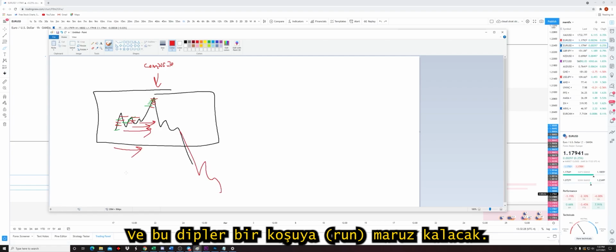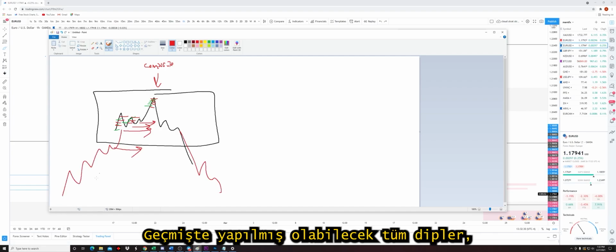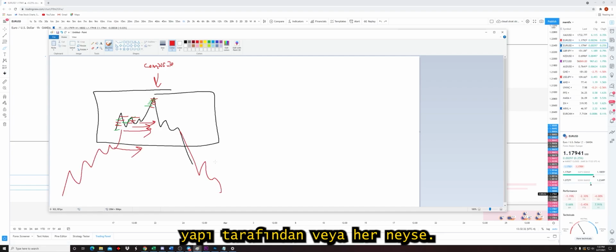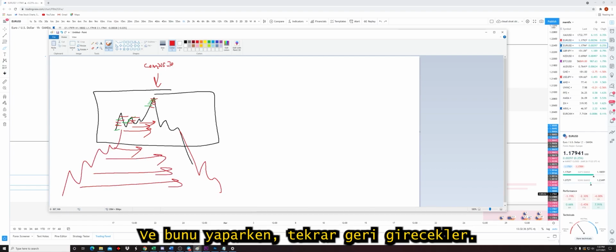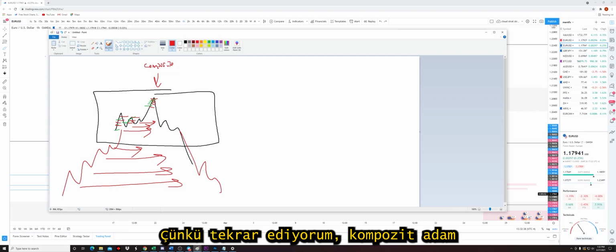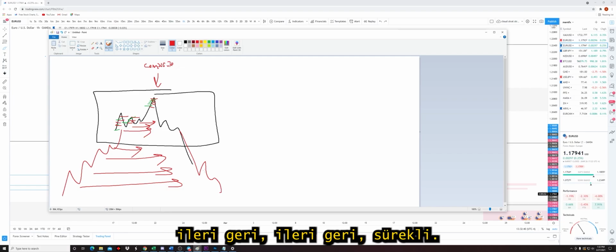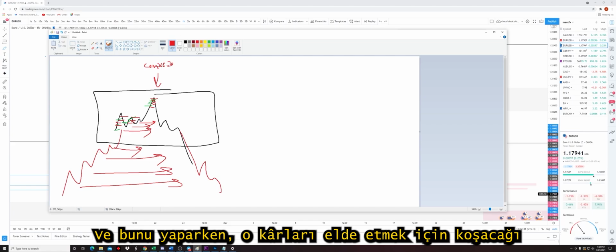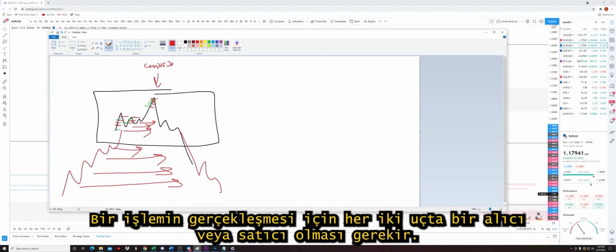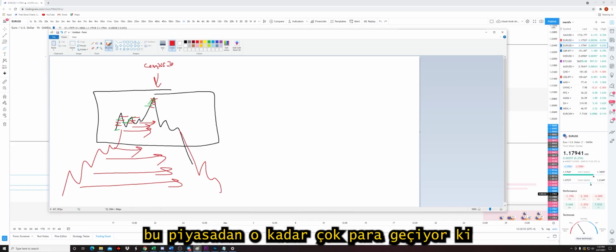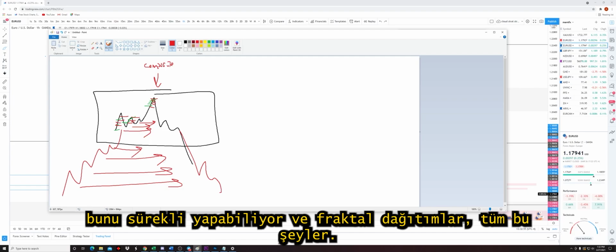And these lows will come to run all the lows in the past that might have been made, right? By structure, whatever it may be, and run all these lows as potential profit areas. And as they do this, they will get back in because, again, the composite man is constantly getting in and out of positions, back and forth, constantly. And as he's doing that, there are areas that he's going to run to make those profits, right? There has to be a buyer or a seller on each end for a transaction to work. And again, there's so much money that passes through this market that he's able to do this constantly and on fractal distributions and all that stuff.